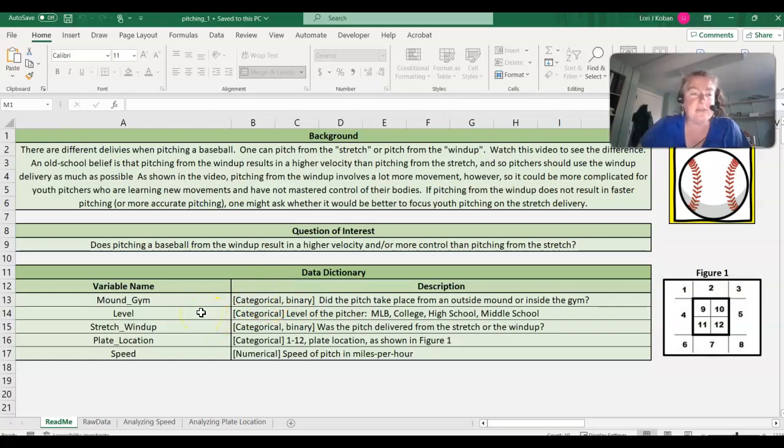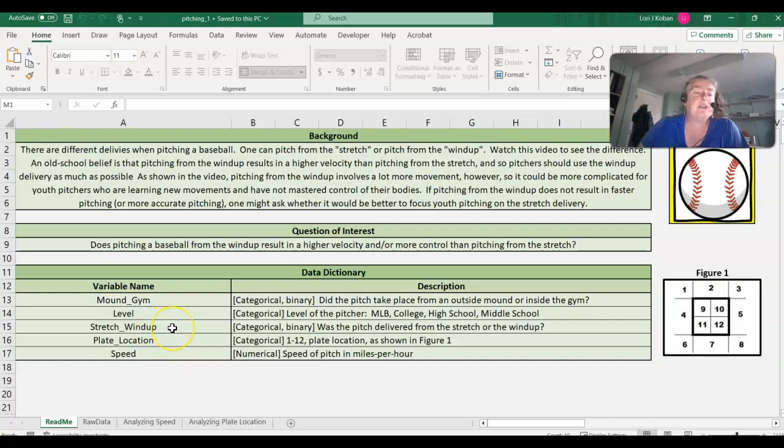Now we also have the level of the pitcher. The level of our pitcher is Major League Baseball. We didn't collect that data ourselves. We took it from available sources, but we did collect data ourselves for college pitchers, high school pitchers, and middle school pitchers. And so we see we have 4 categories of pitching. So this is a categorical variable because there are 4 categories. It's not binary because there are 4, not 2.